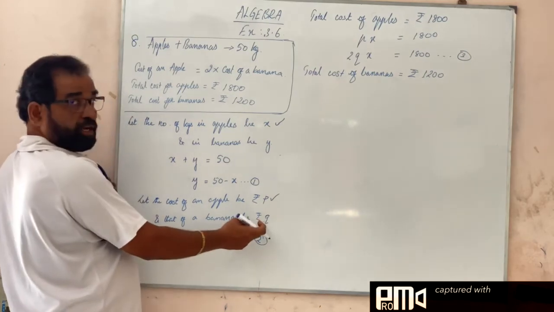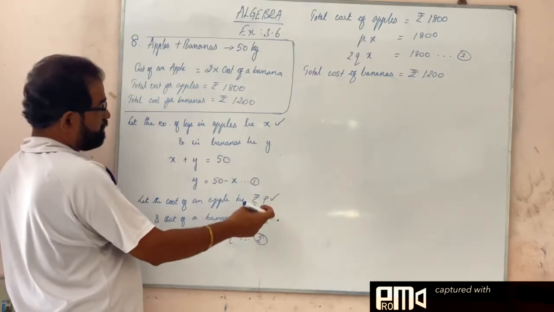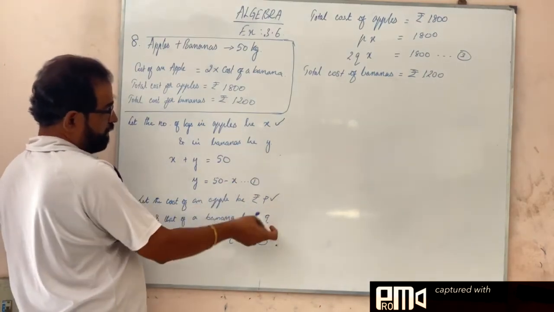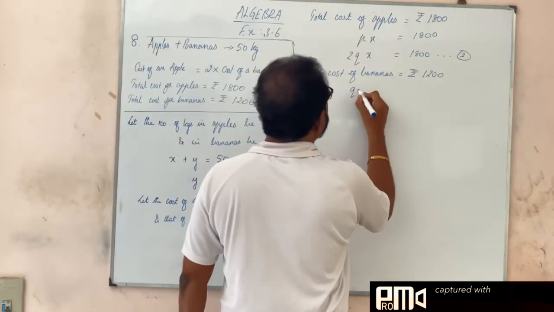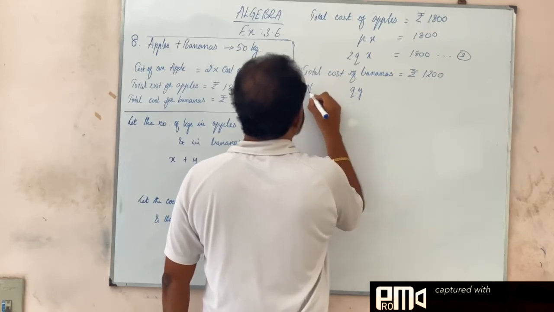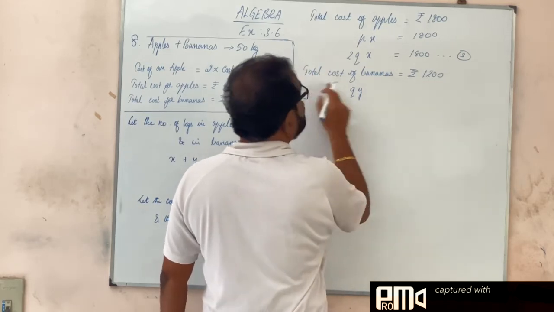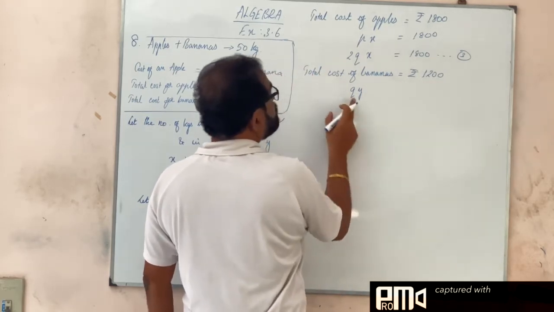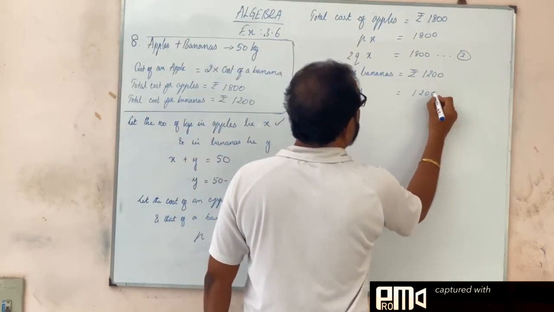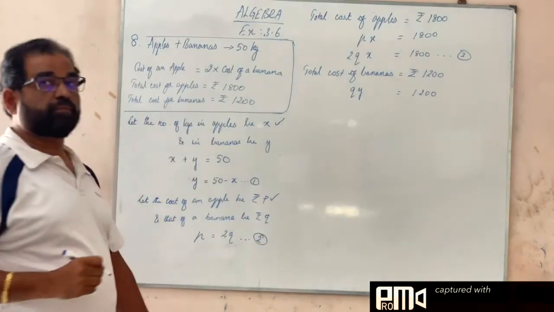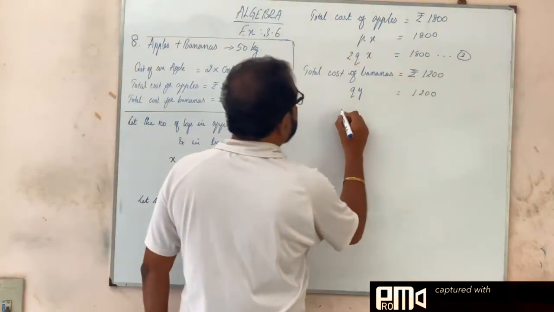For each banana the cost is Q. So y kgs means Qy, Q into Y. Here I read also, the total cost of banana is 1200. So total cost of banana means Qy, Qy is equal to 1200. Okay, this Q I keep like that.